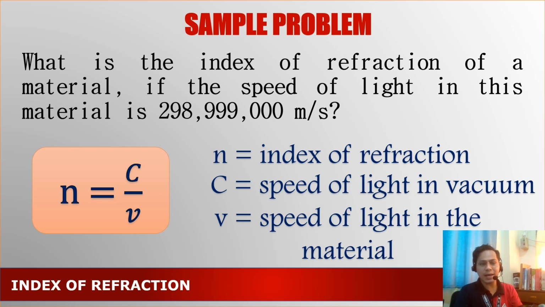So in this case, we will be using the formula. So it is 300 million meters per second divided by 298,999,000 meters per second, and the answer should be 1.003, no? So I want you to answer it on your own para makabalusad mo. Okay?